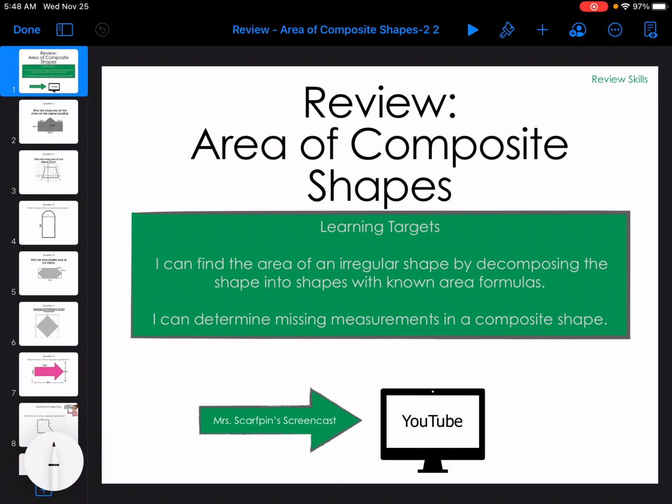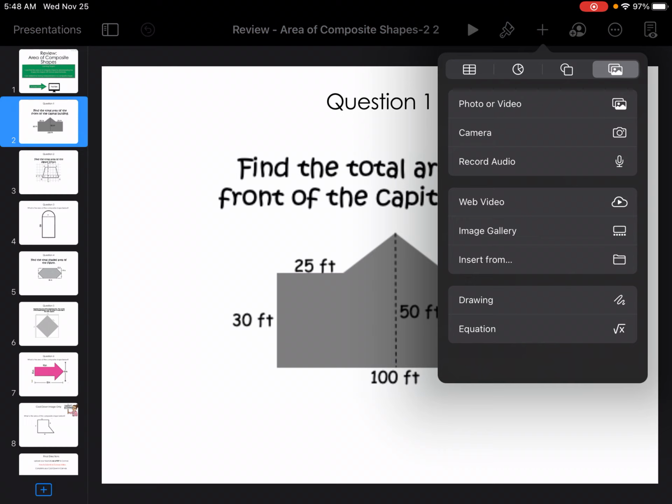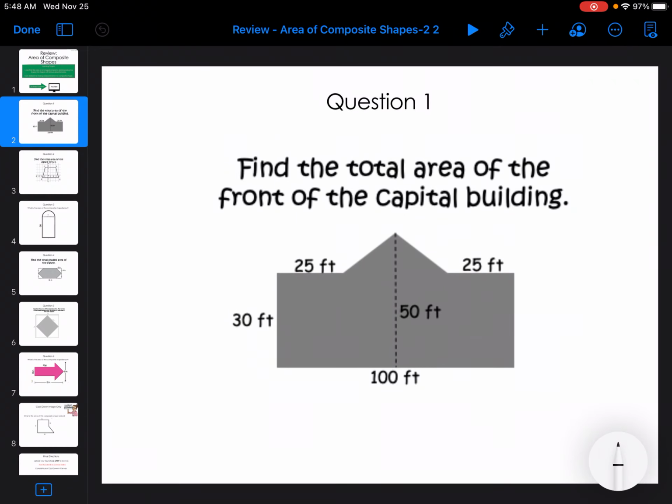So I can find the area of an irregular shape by decomposing the shape into shapes with known area formulas. And I can determine missing measurements in a composite shape. So we're going to start with the Capitol building, and I'm going to split this up into known shapes. So I'm going to divide it right there.